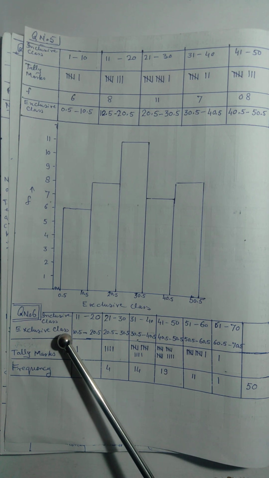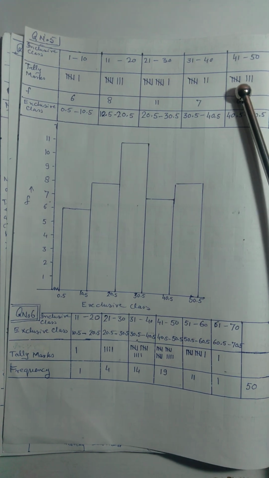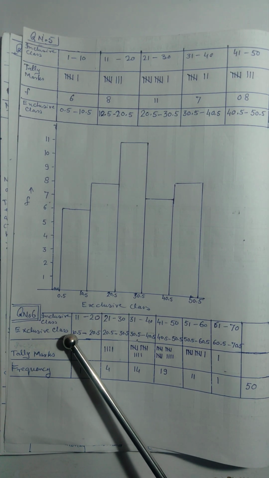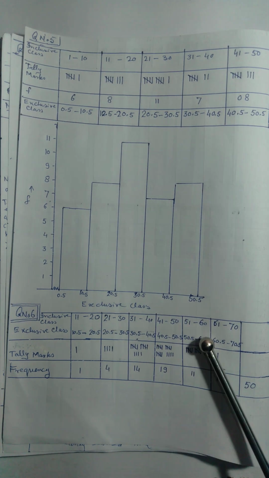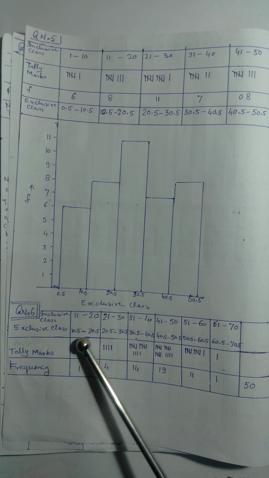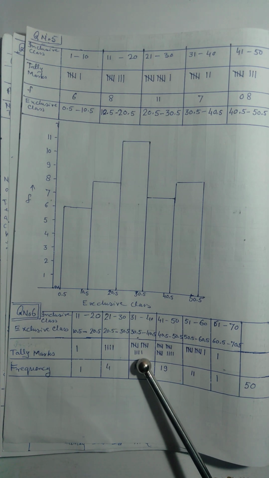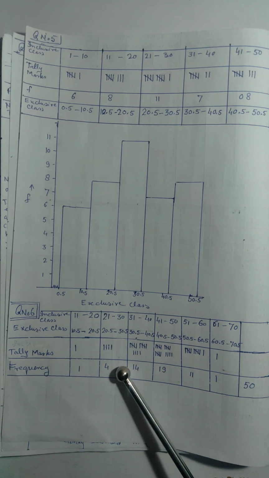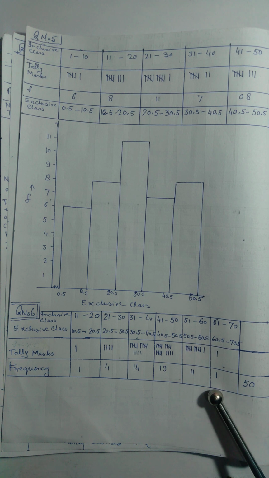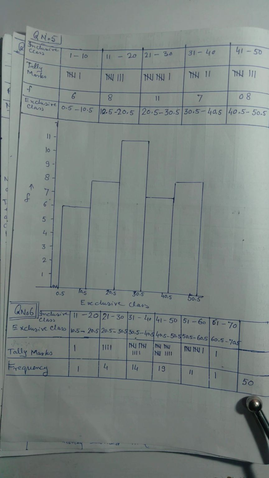Here again an inclusive class is given, 11 to 20. Again we have to prepare with the tally marks. Here I have already prepared them. The inclusive classes are 11 to 20, 21 to 30, 31 to 40, 41 to 50, 51 to 60, 61 to 70. With the help of these classes, I have prepared the tally marks in this way, and we got the frequencies: 1, 4, 14, 19, 2, 11, 1. The sum of these frequencies is 50.